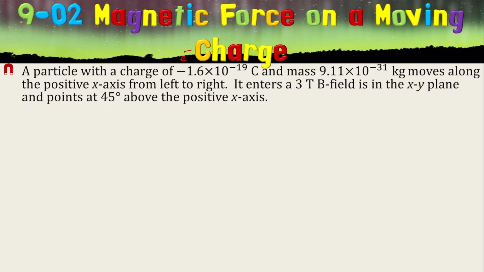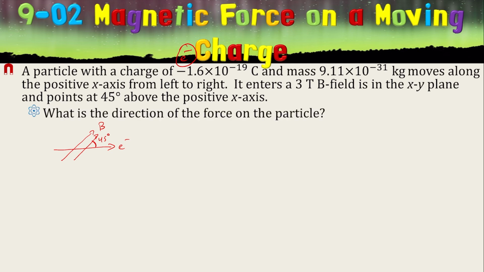A particle with a charge of negative 1.6 times 10 to the negative 19 coulombs and a mass of 9.11 times 10 to the negative 31 kilograms. What's that? It's an electron. It moves along the positive x-axis from left to right. It enters a 3 Tesla magnetic field in the xy plane that points 45 degrees above the positive x-axis. So my magnetic field is going like that, where this is 45 degrees. What is the direction of the force on the particle?